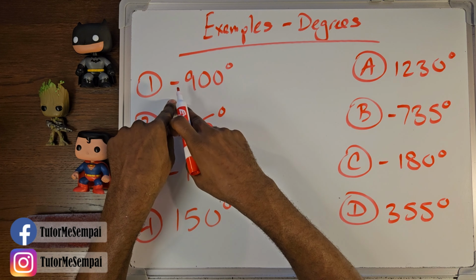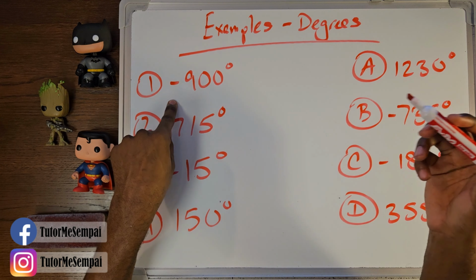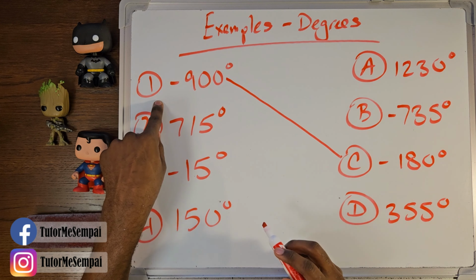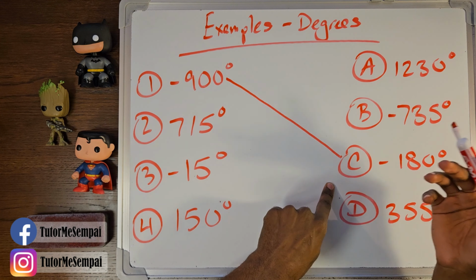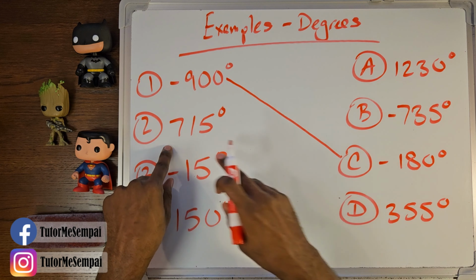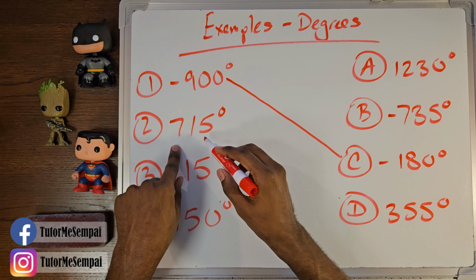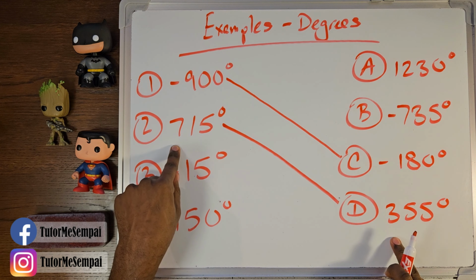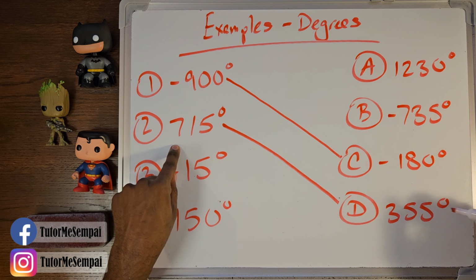Number 1, we have negative 900 degrees, and we want to figure out which one of these is going to be the coterminal angle. Well, I'm going to tell you that 1 is going to match with C, negative 180 degrees. We're going to add multiples of 360 until we get to negative 180 degrees. Now, for 715 degrees, for number 2, what is that going to be? Well, 715 degrees is going to be D, 355 degrees. If we were to subtract 360 degrees, we would end up here.